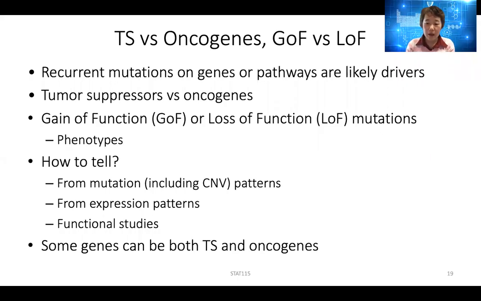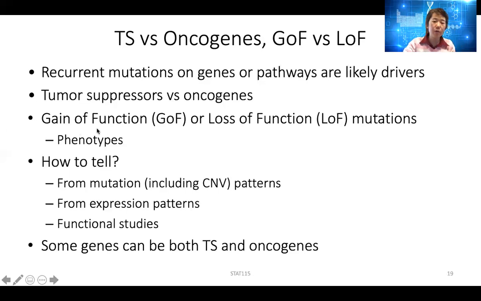Yeah, so in the last lecture, Dr. Getz mentioned that using mutation analysis, you can try to find genes that are recurrently mutated. In general, the hypothesis is that if genes or pathways are recurrently mutated in tumors, they are likely drivers, right? And this includes tumor suppressors or oncogenes. Tumor suppressors prevent tumors from happening, whereas oncogenes drive tumor growth.